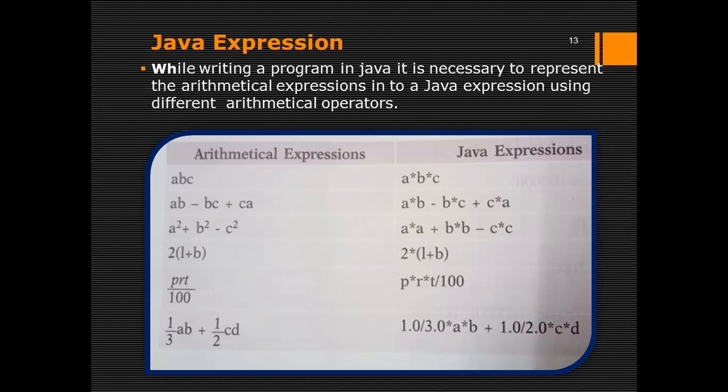PRT divide by 100. Now this type of division is not supported by Java. You have to put P multiplied by R multiplied by T and then a slash sign for division, then 100.